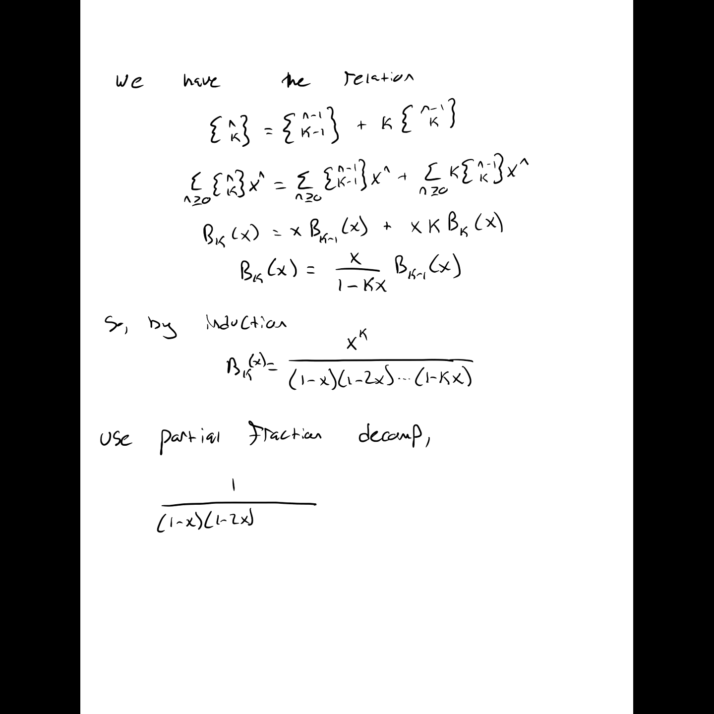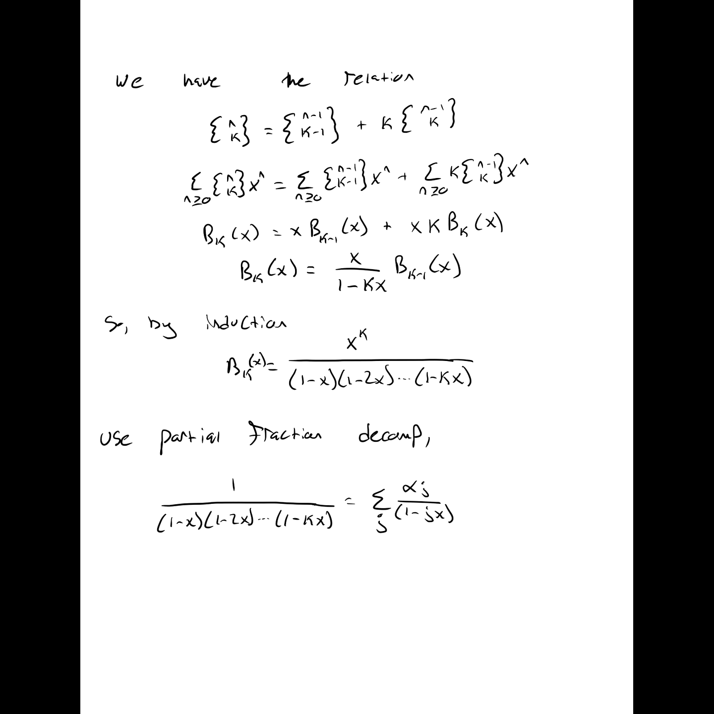We'll write this out. And we want to be able to write it as a sum over j with some coefficient in the numerator, let's call it alpha_j, over 1 minus jx. So I'm really just taking each of these pieces here, which is this one, this one, this one, and I'm splitting them up as a sum, just like we would do with partial fraction decomposition.